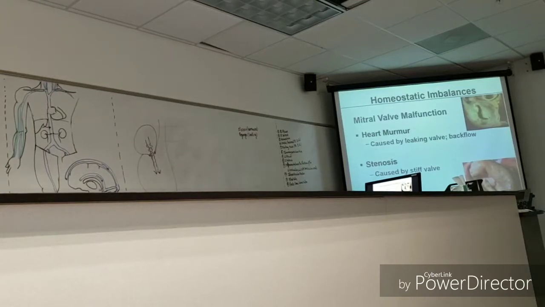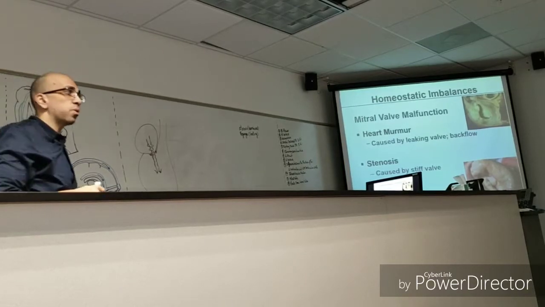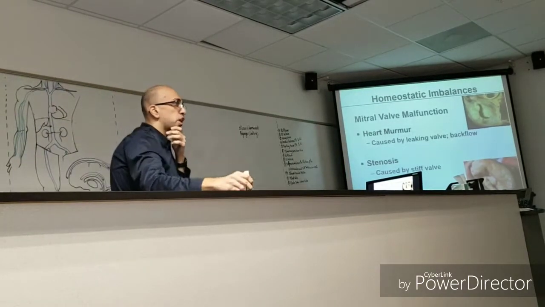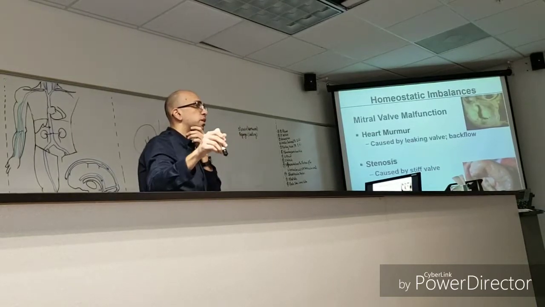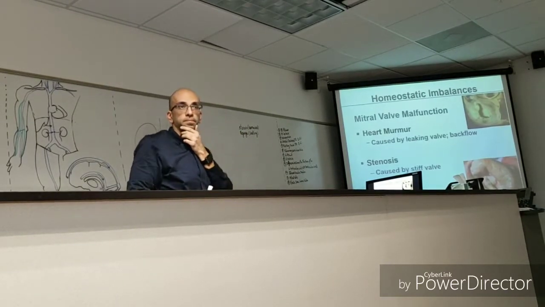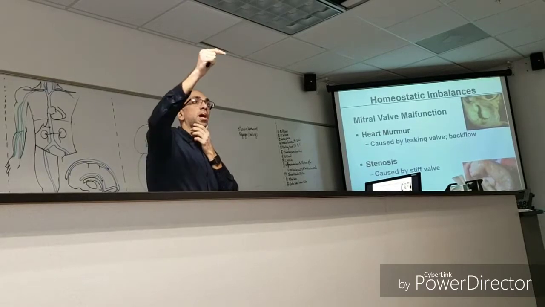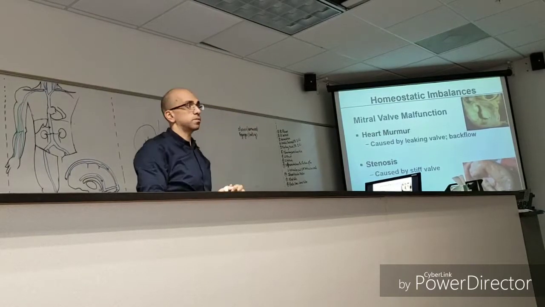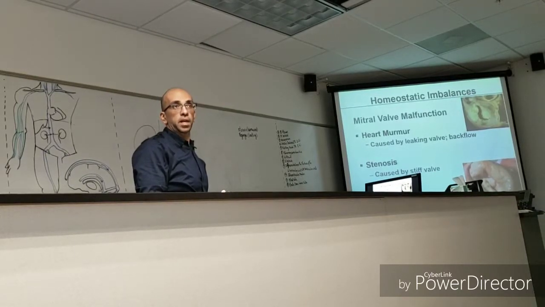And this murmur is going to be diastolic or systolic again? Diastolic. So what I will hear is lub, dub, sh, lub, dub, sh, lub, dub, sh. So the murmur is after my second heart sound. So this would be a diastolic murmur.